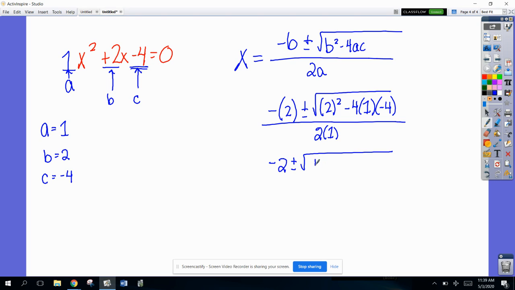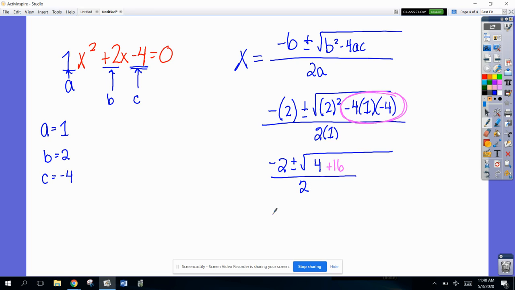2 squared is 4. And now here's the tricky part. Kids get stuck on this. I would do this whole thing all at once. I would look at this and say, what's negative 4 times 1? That's negative 4. Negative 4 times negative 4 is a positive 16. Or you could do it this way: a negative and a negative makes a positive, and then 4 times 4 is 16. Okay, so make sure you do that in your head. If you plug this whole thing in your calculator, sometimes you get that wrong. And then all over 2 times 1 is 2.